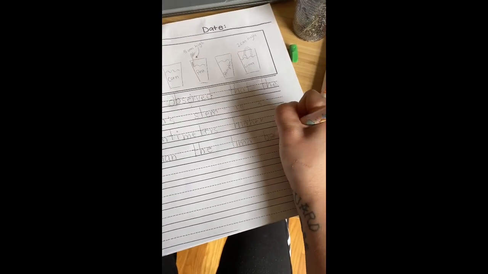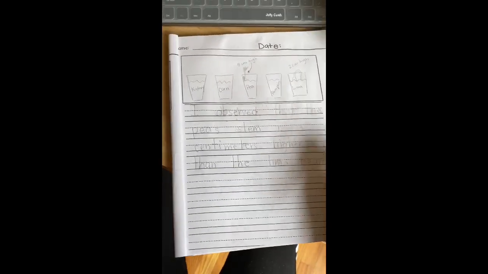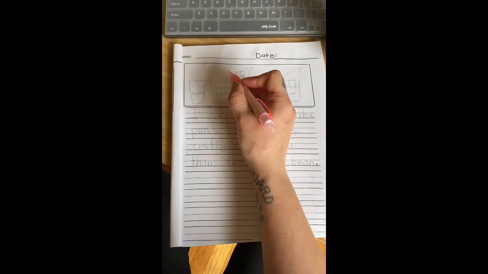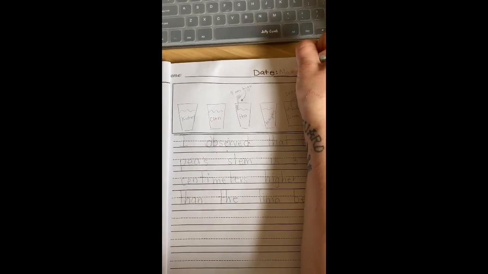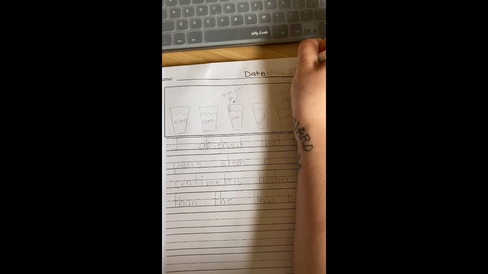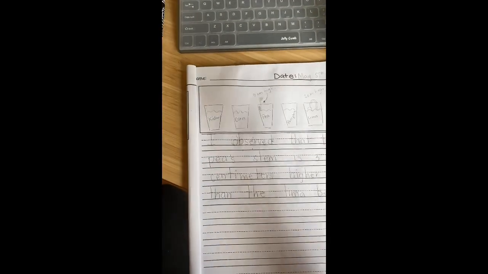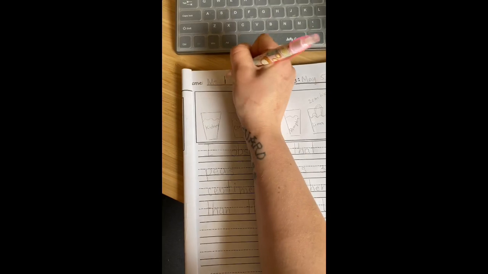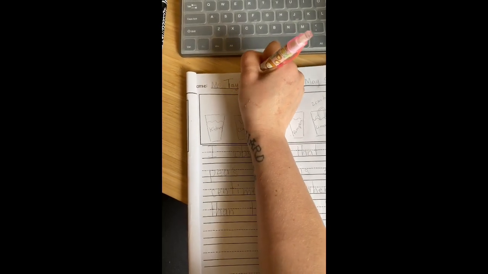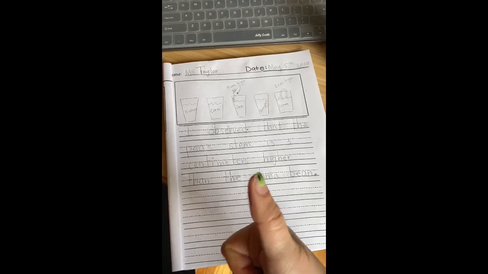Okay, so Miss Taylor's sentence says, I observed that the pea's stem is 3 centimeters higher than the lima bean. I'm adding the date. Today is May 5th, 2020, and Miss Taylor needs to write her name. So don't forget to sketch your observations. Write me one observation that you observed with a capital letter, finger spaces, and punctuation, and turn it into Class Dojo.